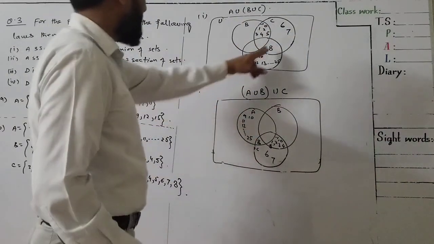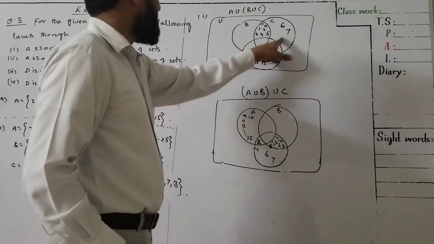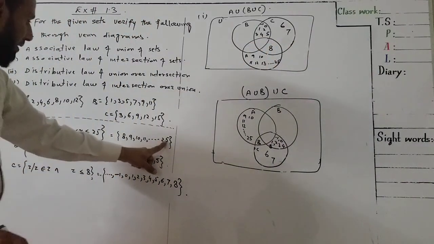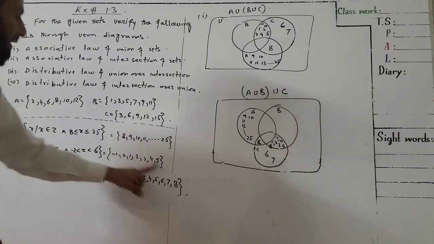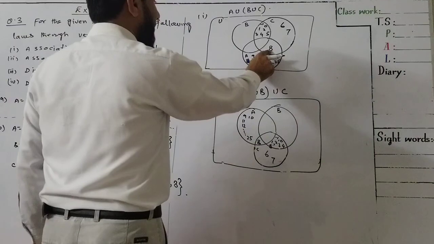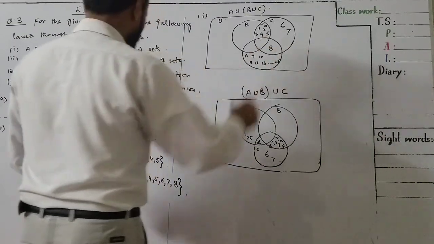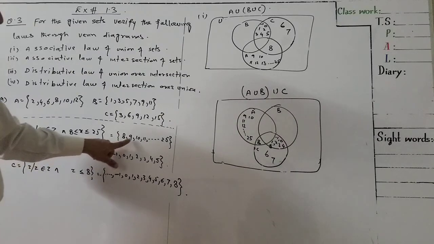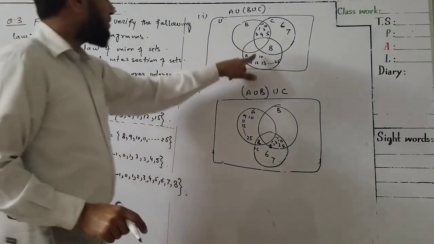The elements which are common in A and C: only 8 is common in A and C, so that's why 8 is written in the part which is common in A and C. The uncommon elements of set A other than 8 are 9, 10, 11 up to 25.